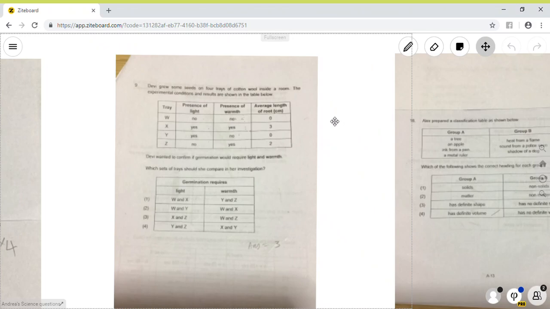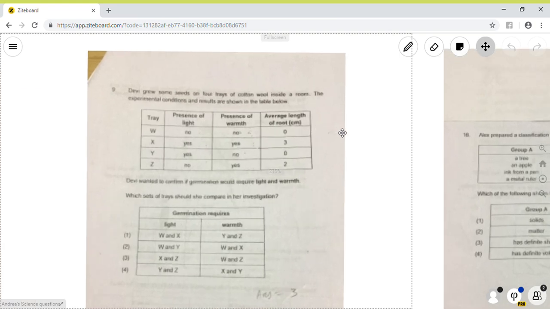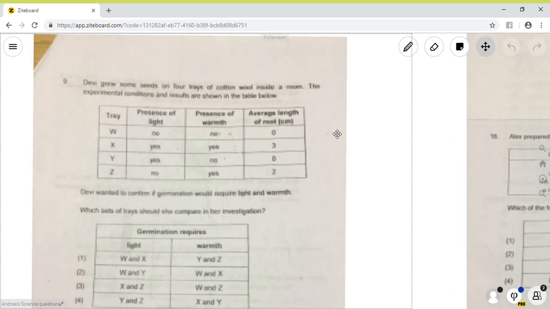Okay, so yeah, the science, right? So I see that, we're now looking at the same thing, right? This is the Debbie grew some seeds question. Okay.